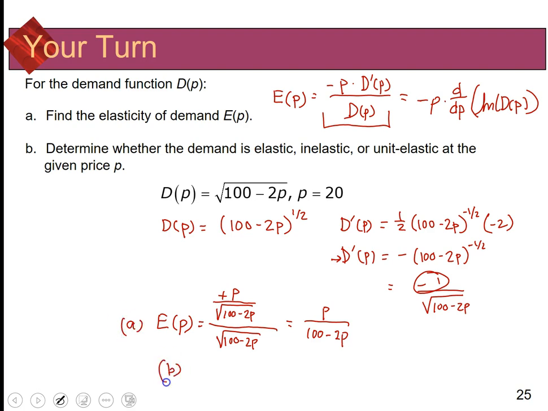Part B, I want to evaluate that when it's $20. I'm guessing it's dollars. They don't say what the price is. That could be $20, 20 cents. We don't know. So I'm going to have 20 over 100 minus 2 times 20, which equals 20 over 60, which is 1/3. And that's less than 1. So I would say that demand is inelastic.